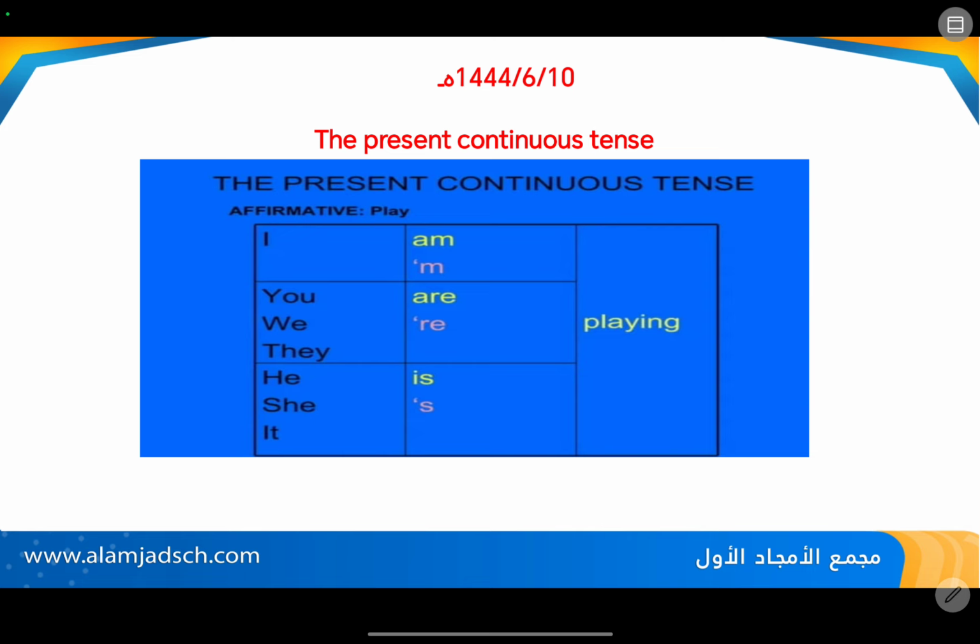Let's start today with the present continuous tense. We use the present continuous tense to talk about something which is happening at the moment in the present. But let's learn first how to make a sentence using the present continuous tense.